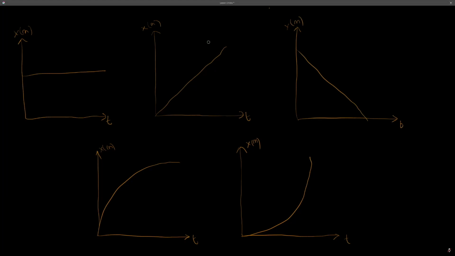In the last lesson, we mentioned position time graphs and how they work and how they reference motion and how they can represent motion of any given object at a certain time. Now, in this lesson, we're going to focus on the velocity aspect of position time graphs.